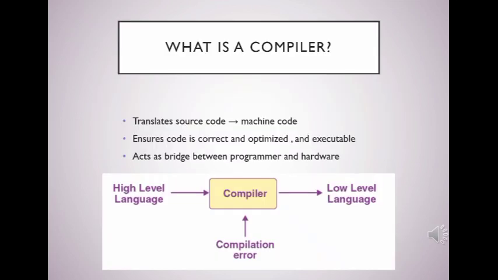A compiler is basically a program that takes another program as input, the source code written in a high level language like C or Java, and produces the equivalent machine code as output. It doesn't just translate directly, it also checks for errors and optimizes the code for better performance. Without a compiler, we would have to write programs directly in binary or assembly language, which is very difficult. So the compiler is a bridge between human language and machine language.